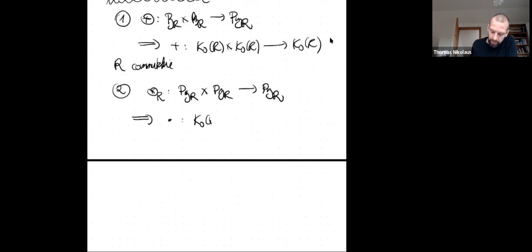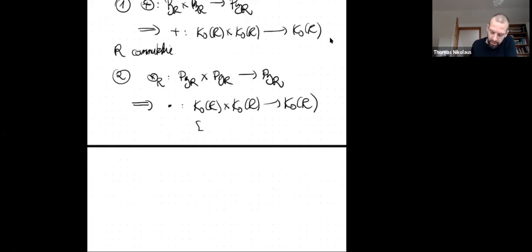K_0 R cross K_0 R into K_0 R. And how does that work? I mean, the point is this multiplication is defined by saying, well, if we have classes of modules, then this gets mapped to the tensor product. That's what I mean by it induces something.